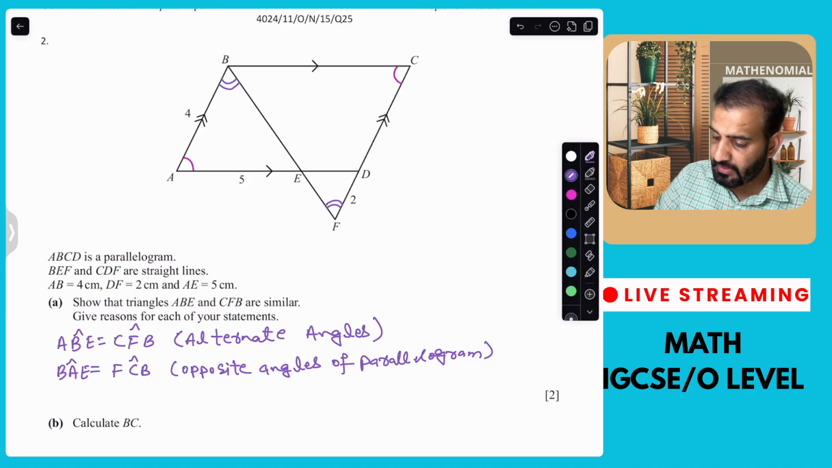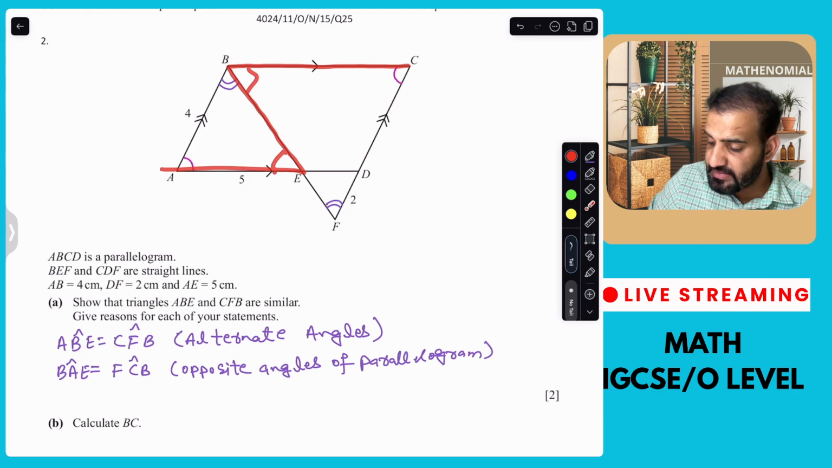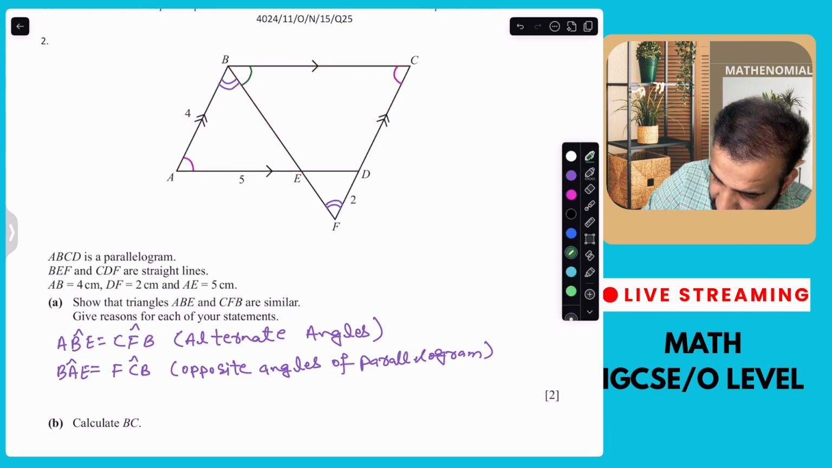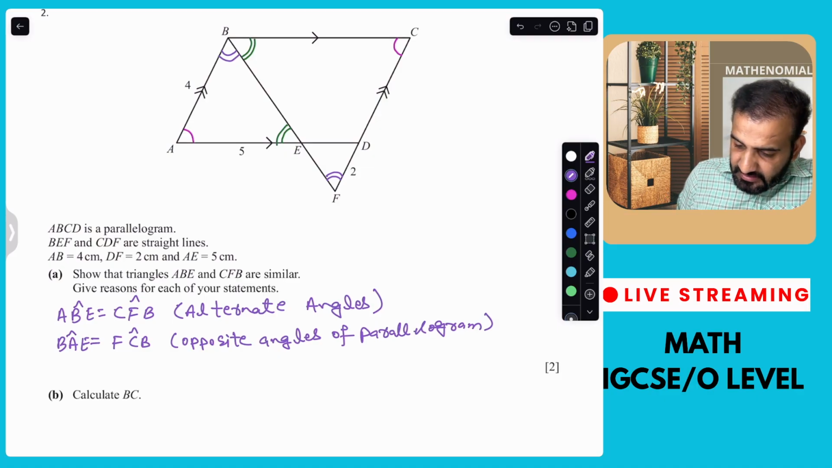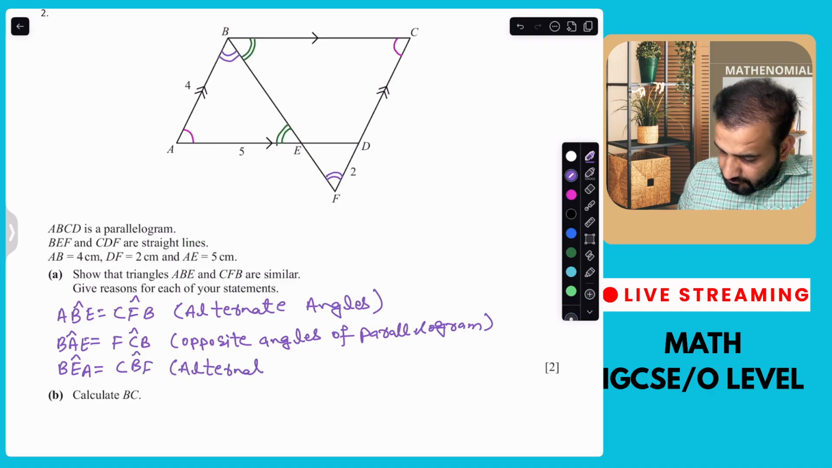Next, can I say that this is again a Z angle? Can I say that these two angles are equal? The answer is yes. This angle is equal to this angle due to the alternate angle. So I will write angle BEA is equal to angle CBF, alternate angles.